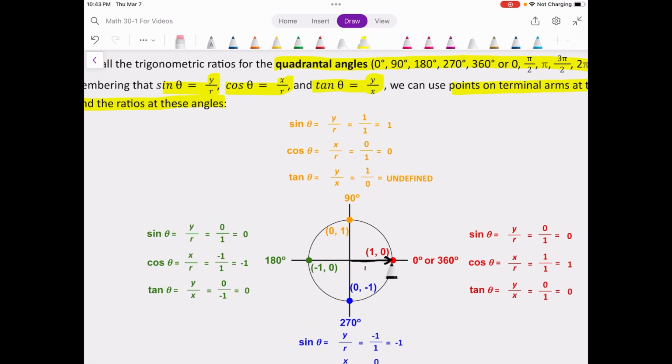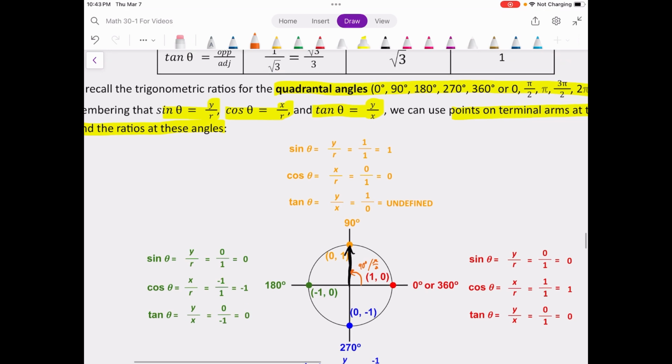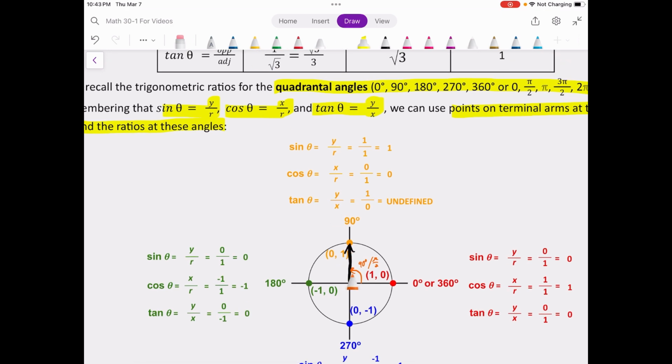Let's rotate now to 90 degrees, like we just saw in that little animation I was showing. If we think about a point on the terminal arm of a 90-degree angle, so now I've rotated to 90 degrees, or pi over 2 radians, well, now it's all y, no x. The point on this terminal arm that we could think of is (0, 1). Sine theta is going to be y over r, and y is the same size as r here, so it's 1 over 1, which is 1. So sine of 90 is 1.